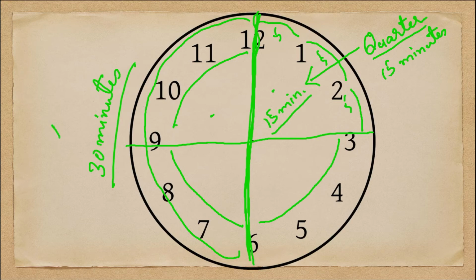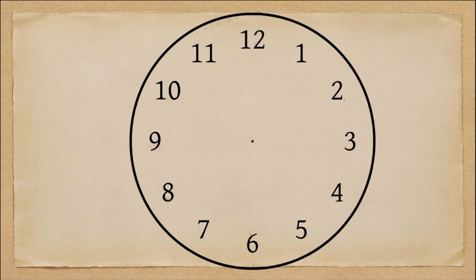And this is called half. So quarter will be 15 minutes and half will be 30 minutes. Now, as we have already discussed, when the minute hand is at 12 and the hour hand is at a certain number, suppose in this case 4, then the time will be 4 o'clock.